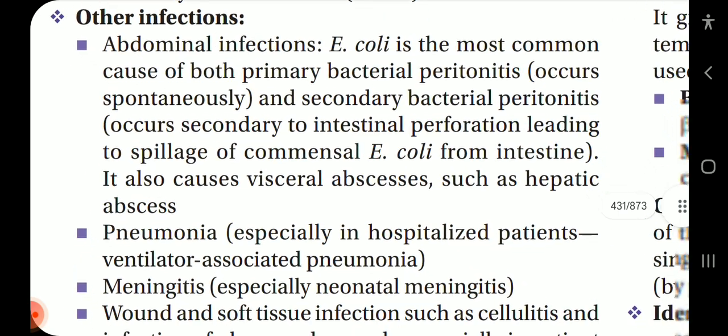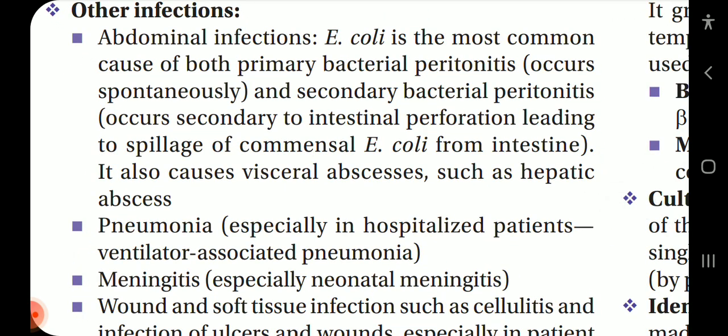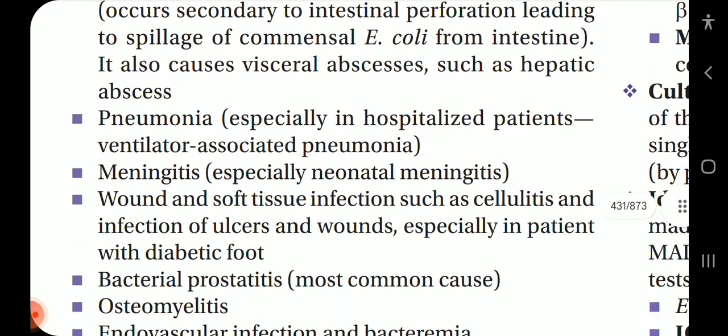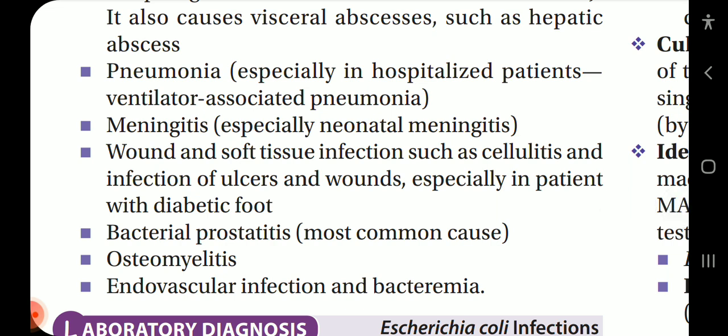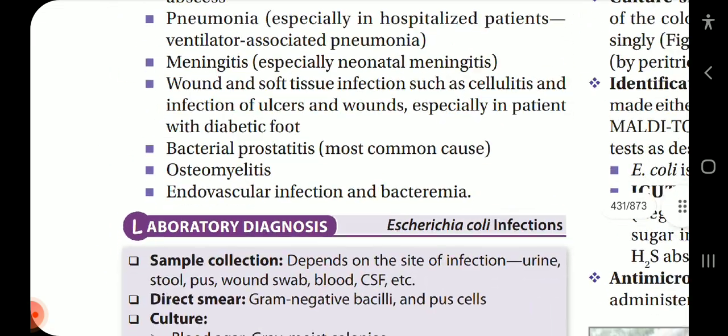Other infections. Abdominal infections: E. coli is the most common cause of both primary bacterial peritonitis, which occurs spontaneously, and secondary bacterial peritonitis, which occurs secondary to intestinal perforation leading to spillage of commensal E. coli from the intestine. It also causes visceral abscess such as hepatic abscess, pneumonia, especially in hospitalized patients, ventilator-associated pneumonia, meningitis, especially neonatal meningitis, wound and soft tissue infections such as cellulitis and infection of ulcers and wounds, especially in patients with diabetic foot, bacterial prostatitis, most common cause, osteomyelitis, and endovascular infection and bacteremia.